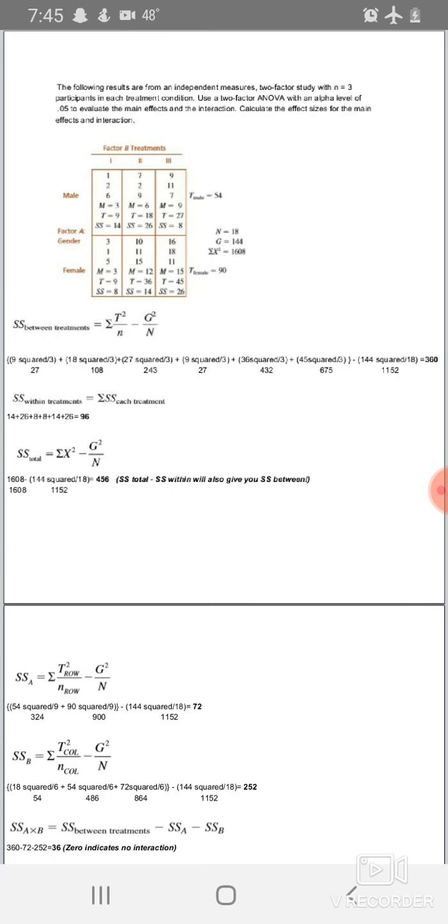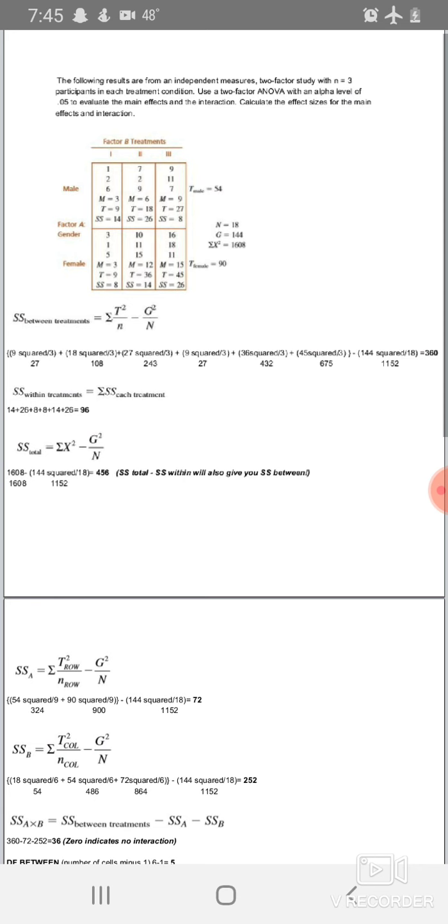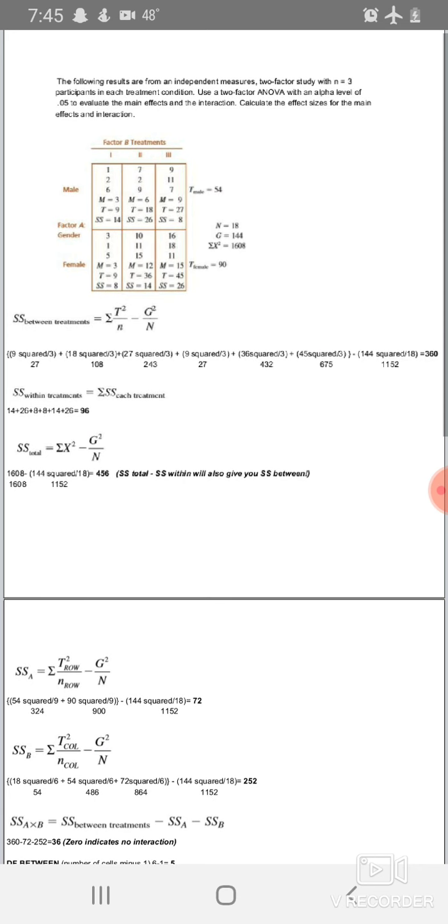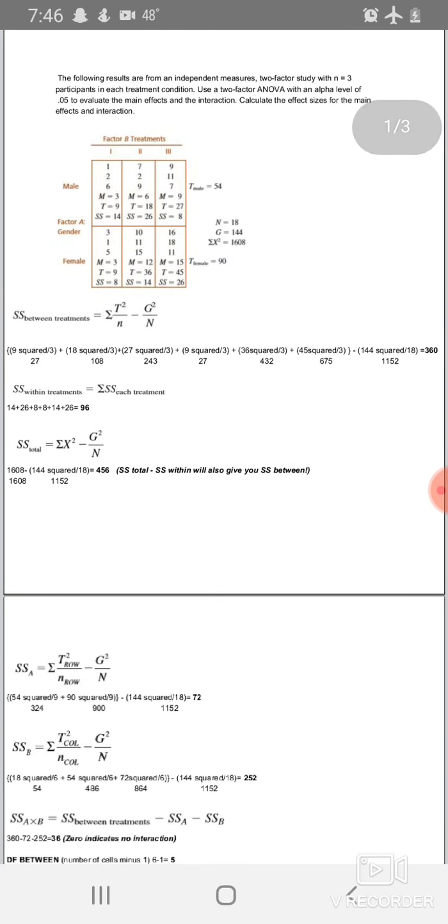Chapter 14, Part 2, a 2x3 two-factor ANOVA. Question asks, the following results are from an independent measures two-factor study with n equals 3 participants in each treatment condition. Use a two-factor ANOVA with an alpha level of 0.05 to evaluate the main effects and the interaction. Calculate the effect sizes for the main effects and the interaction.